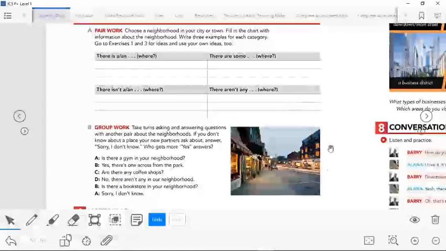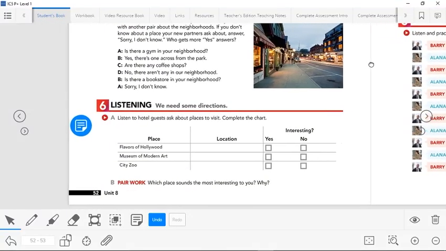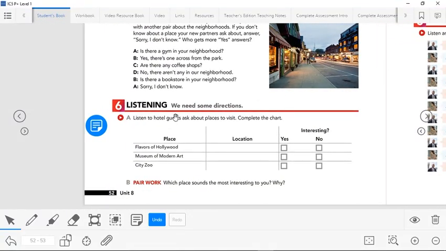But for the last thing of today, we're going to have a listening. It's called We Need Some Directions, okay? You're going to listen to a hotel guest ask about places to visit, and you're going to complete the chart. We have the places: Flavors of Hollywood, Museum of Modern Art, and City Zoo. Where is the location, and whether it's interesting, yes or no, okay? So listen closely, and if you need to listen again, just go back in the video. We're going to check after you listen.